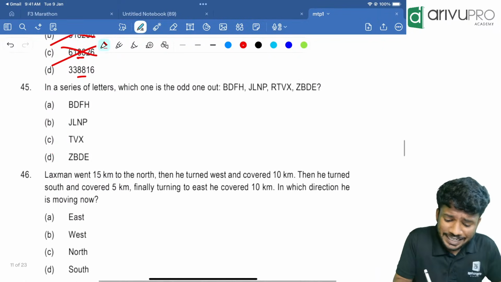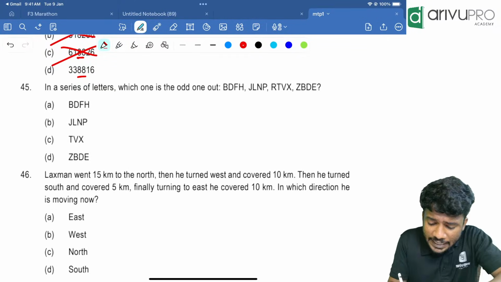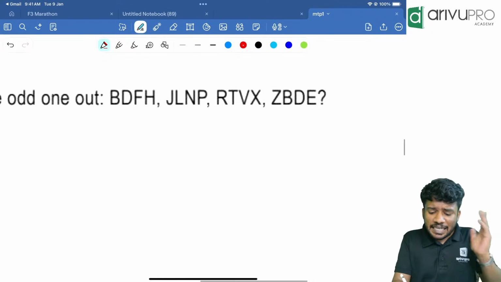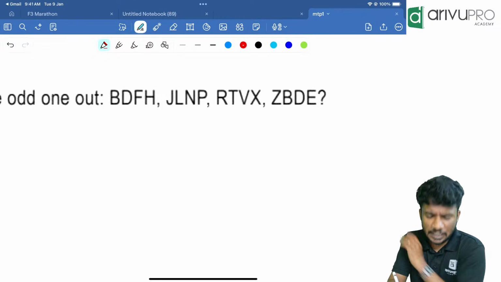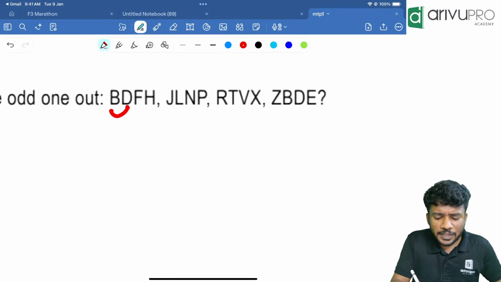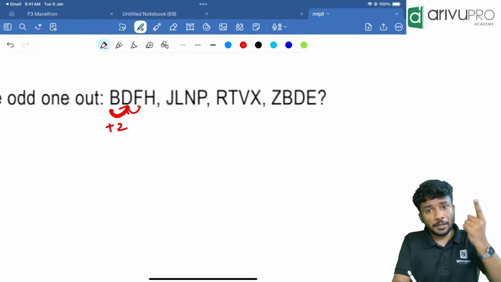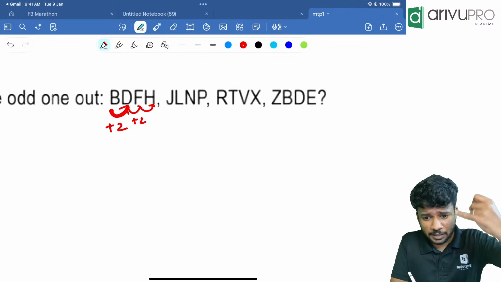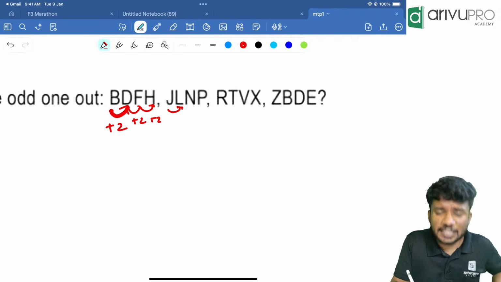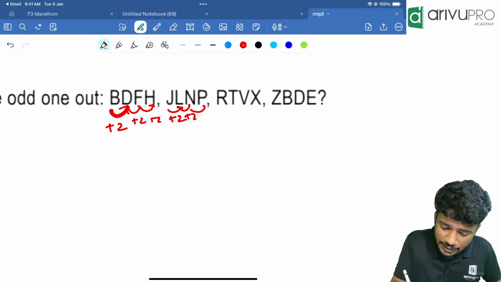Next one. In a series of letters, which one is the odd one out? B, D, F, H, J, L, N, P, R, T, V, X, Z, B, D, E. Check. B is becoming D. That means C, D, plus 2. D is becoming F, E, F, plus 2. F is becoming H. That means G, H, plus 2. J is becoming L, J, K, L, plus 2. L plus 2. Then N plus 2.